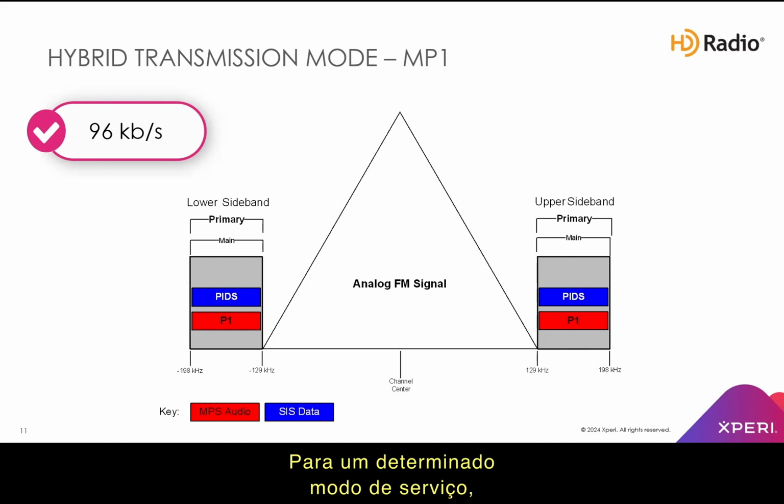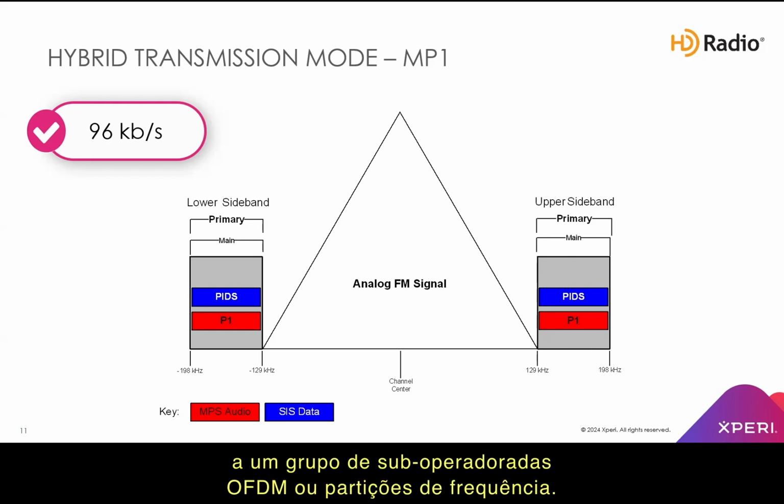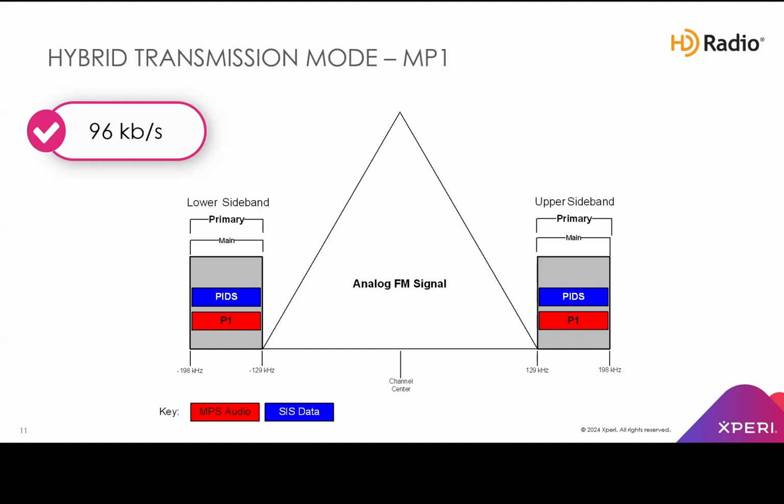For a given service mode, each logical channel is assigned to a group of OFDM subcarriers, or frequency partitions. This spectral mapping contributes to the performance and robustness of the logical channel. There are four main logical channels. They are designated P1, P2, P3, and PIDS.